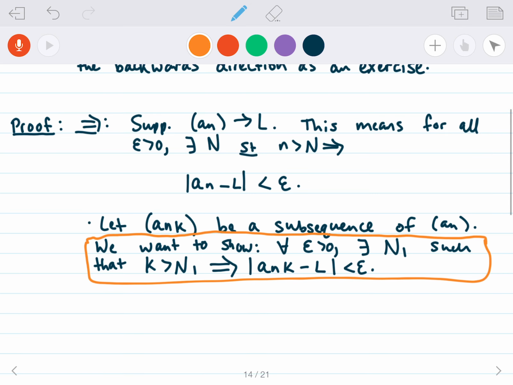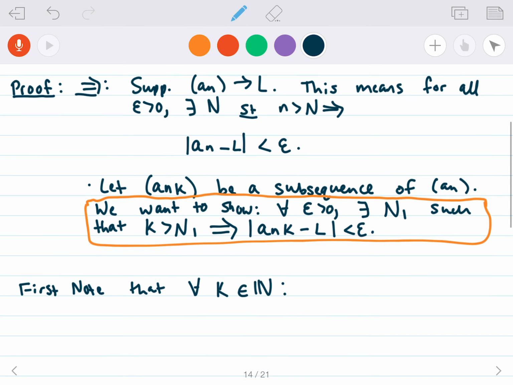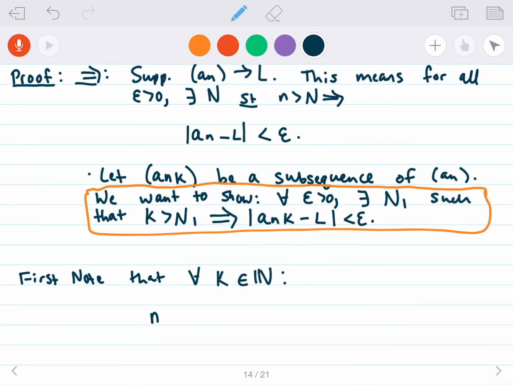And so the first thing that we want to note is that for all k, we have n sub k is going to be bigger than or equal to k, right? And so to see this, let's just draw a little picture to help us understand what this means.